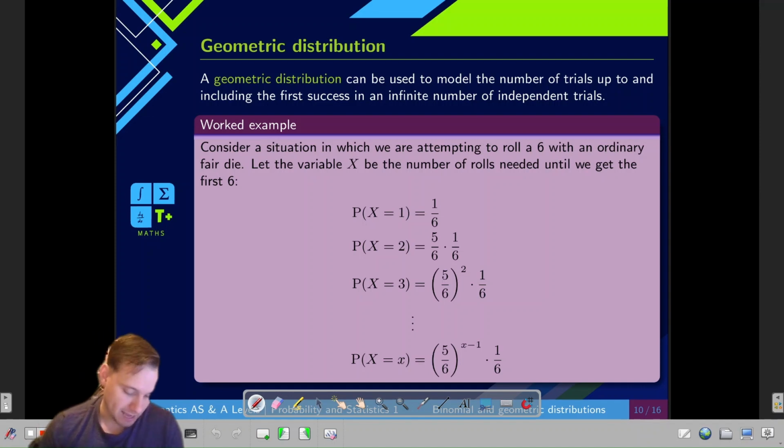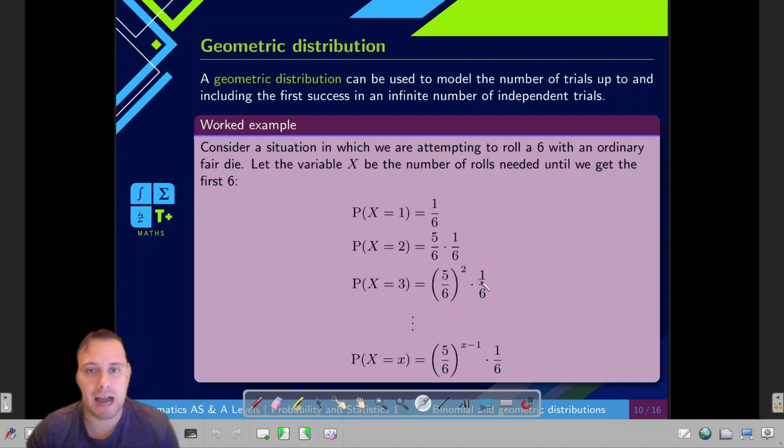So, for example, if I only needed one trial, I get a 6 in my first try. That means the probability is 1 out of 6. But if I needed 2 trials, that means in the first one I didn't get a 6 and then I got a 6. So it's 5 out of 6 times 1 out of 6. If I do it in my third trial, that means in my first 2 attempts I didn't get a 6, and then I get a 6. So it's (5/6) raised to the power of 2 times 1/6.